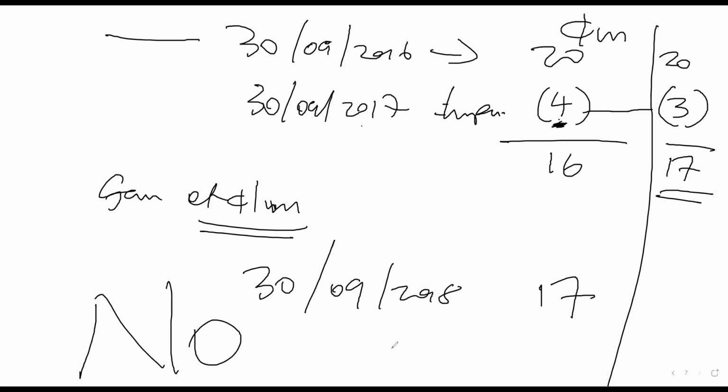IAS 36 made it so clear that impairment on any asset can be reversed. However, impairment on goodwill is permanent. So once we have impaired the goodwill by 4, subsequently, when there's good news and there are gains in the assets, we can never come back and say that we have made a gain of 1 million, so we are using it to reverse previous impairment. I hope it's very clear.